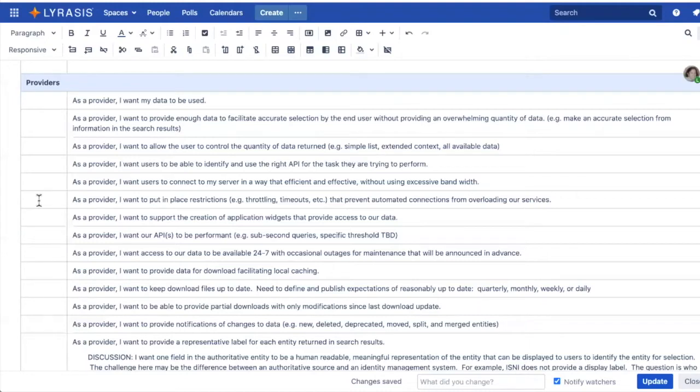Should it maybe say, I want to be able to put in place restrictions? Yes, probably, yes. Yes, I agree. All right. Excellent.